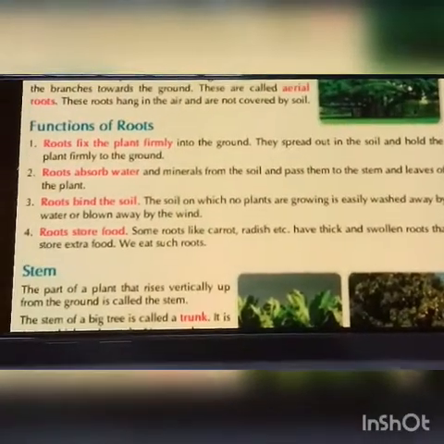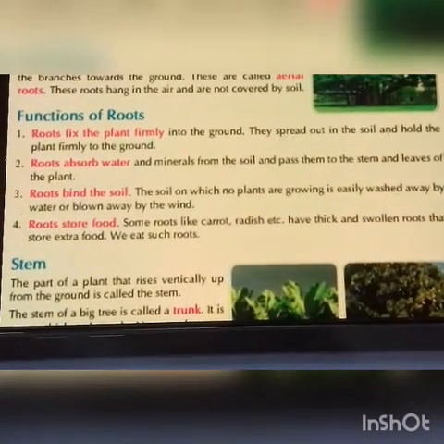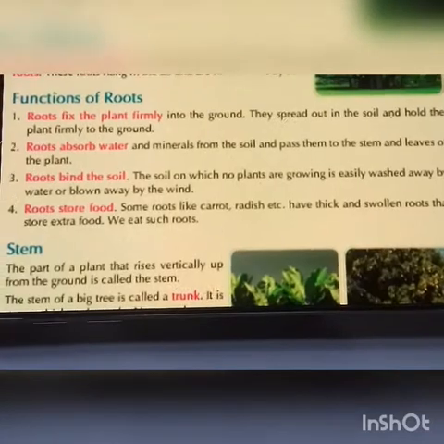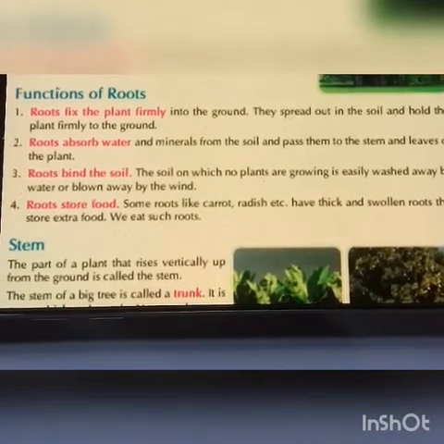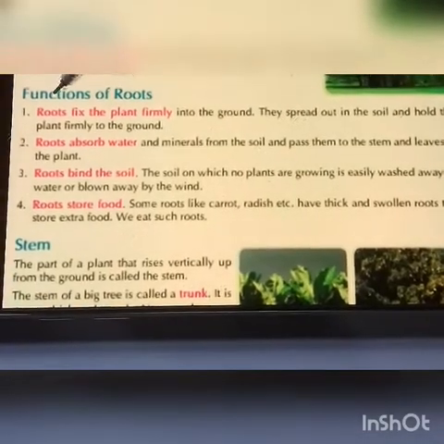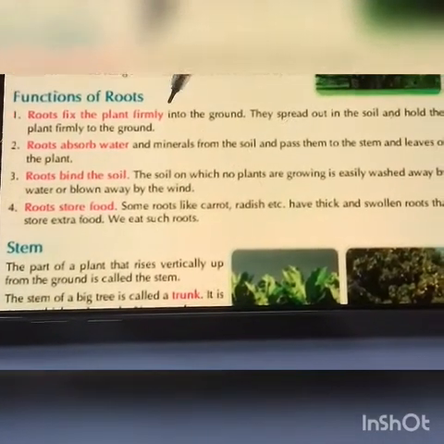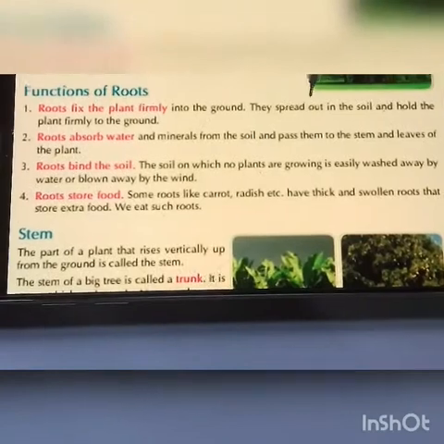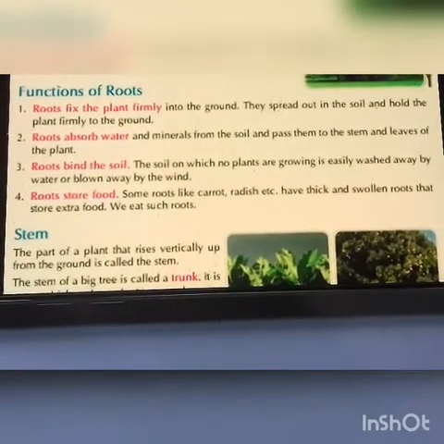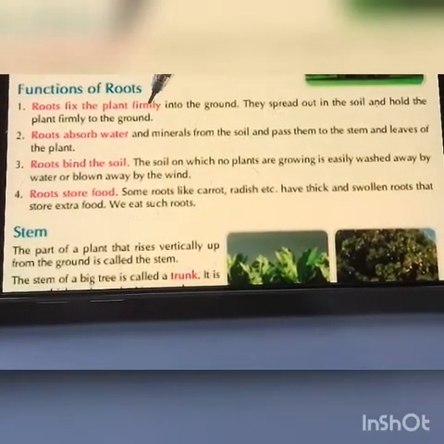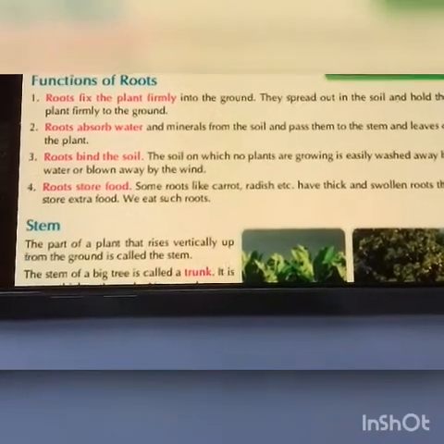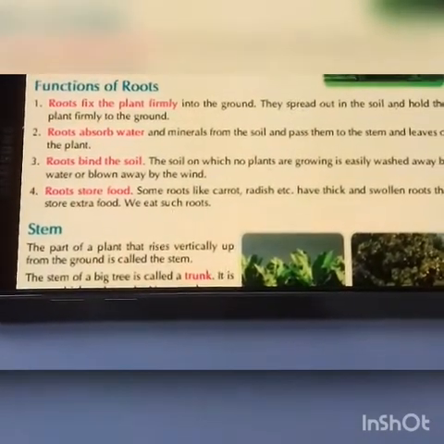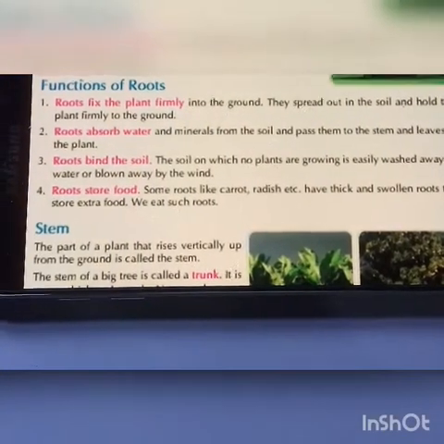Now we will discuss the functions of root. What does root do for the plants? Point wise we will discuss. Point number 1. Roots fix the plant firmly into the ground. They spread out in the soil and hold the plant firmly to the ground. This is one important job of root, to hold the plant firmly into the ground.